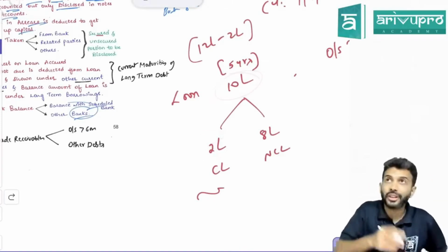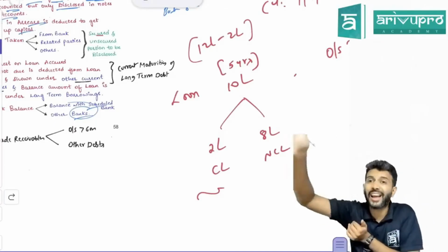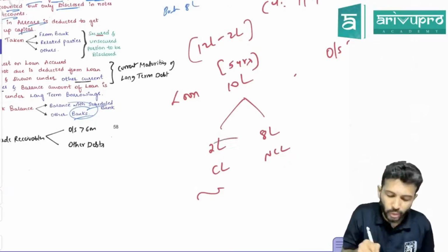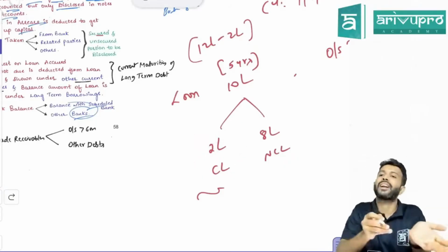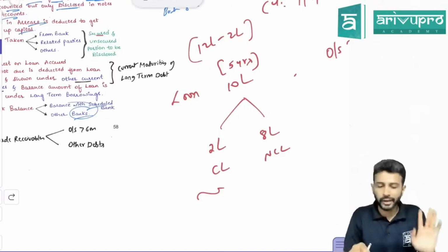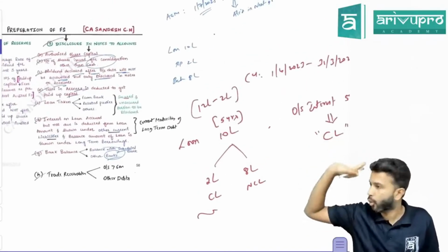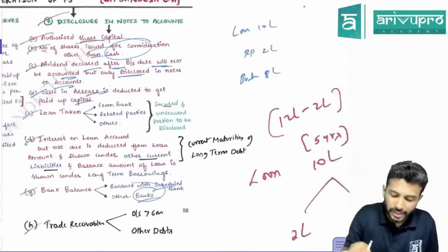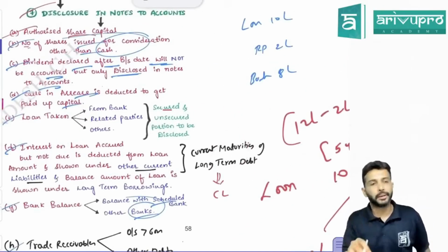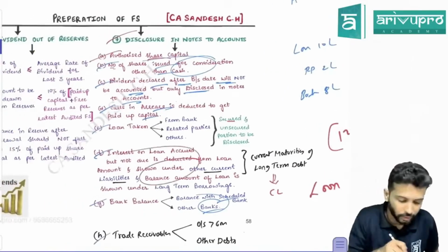What they're trying to say is, total loan value is 10 lakh. In that 10 lakh, 2 lakh you have to settle within 12 months. This 2 lakh you have to show as what in the balance sheet? Current liability. Balance 8 lakh you have to show as non-current liability. This is also popular, and has been asked quite a few times in examinations. Overall, did you understand? Current maturities of long-term debt, you have to show as current liability. That's another point that I've written.